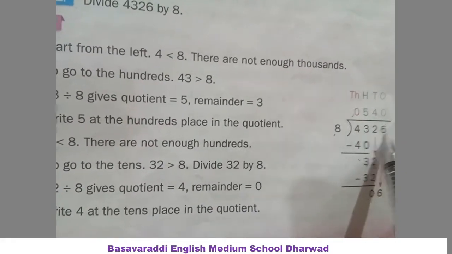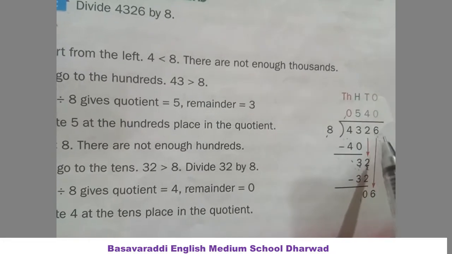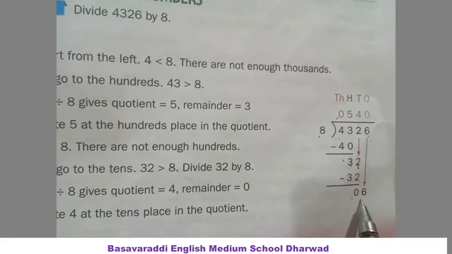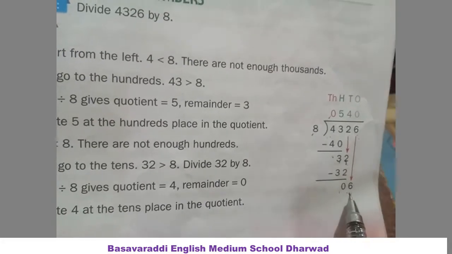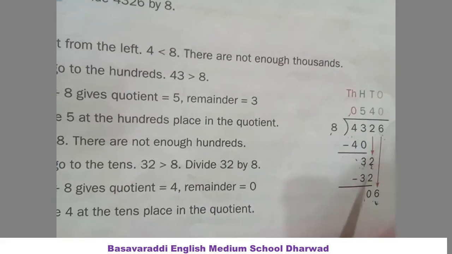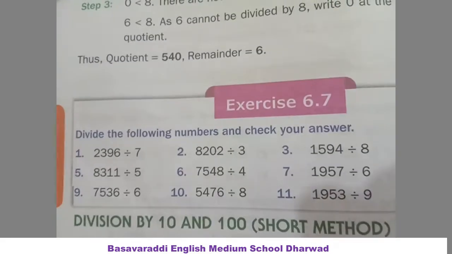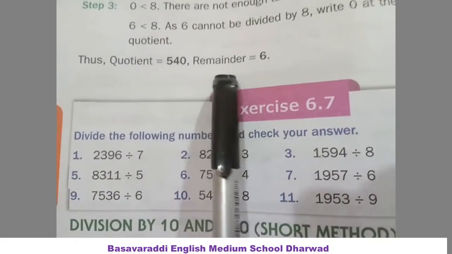Again the 6 in the ones place is there, so we have to divide this one. It is smaller, we can't take anything, so it is the remainder. 540 is the quotient. So the quotient is 540 and the remainder is 6.